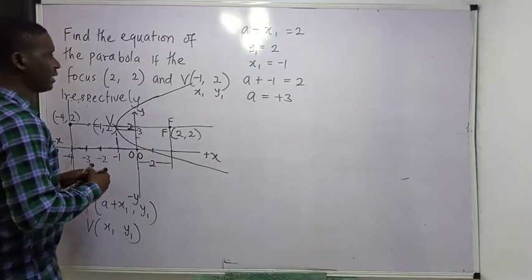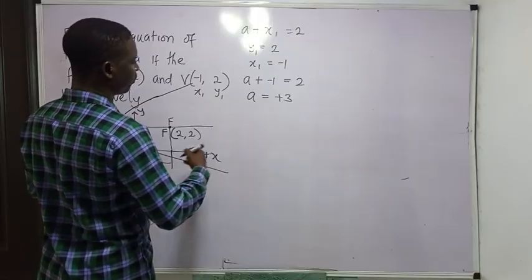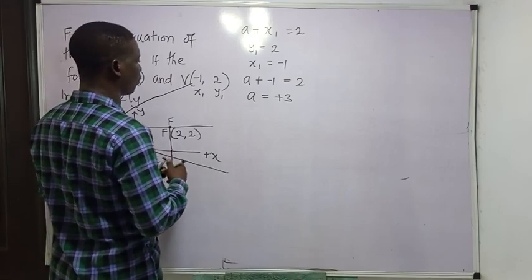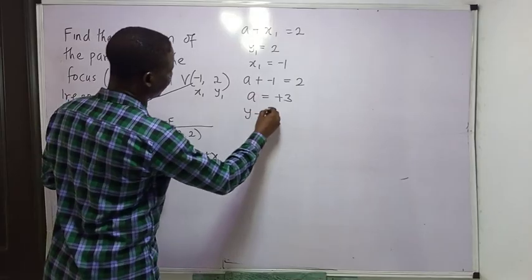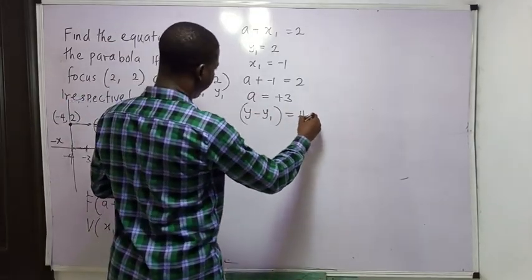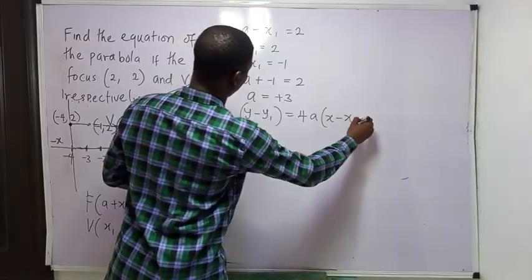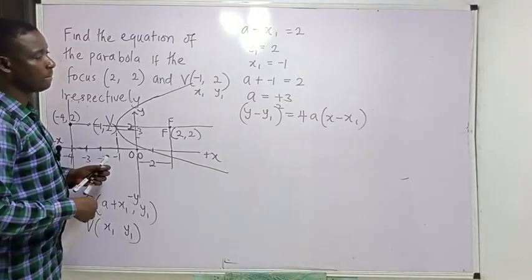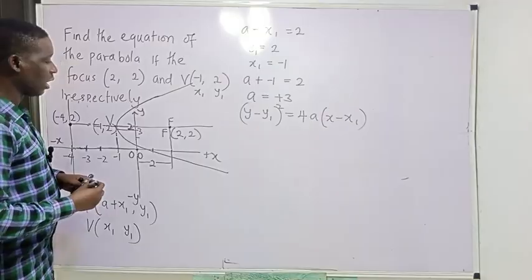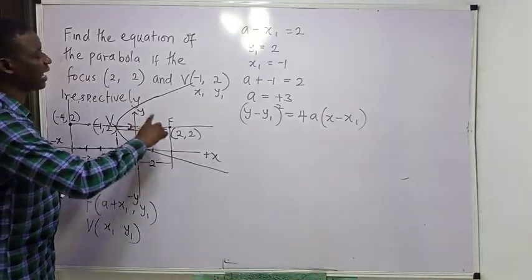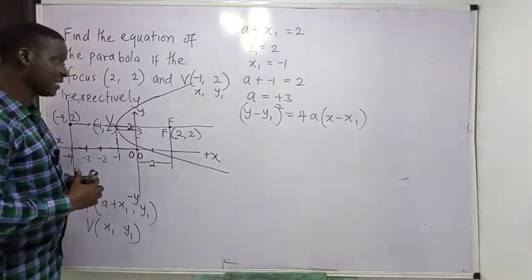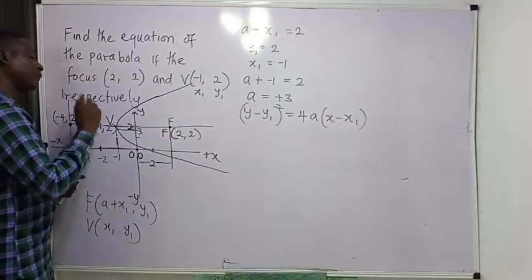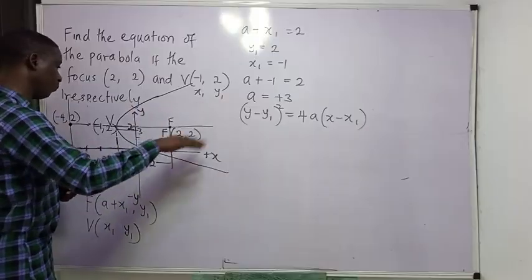Now, if we want to get our directrix, we can solve for it, but our equation is paramount to us, what is important to us. And that equation will be y minus y1 all squared equals 4a into bracket x minus x1. Now, why did I use that formula? Because the focus lies on the x axis. Why do I use plus here? Because we open forward, and the focus is positive when it opens forward.